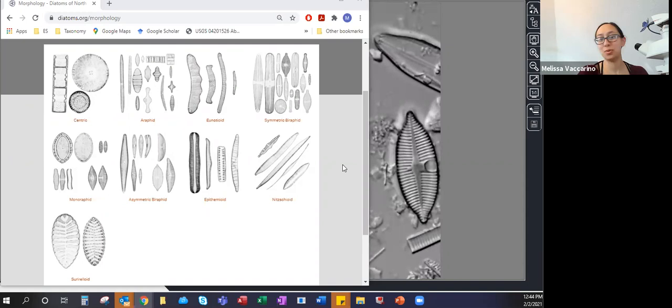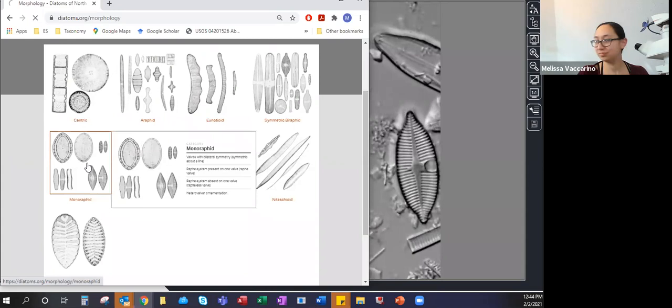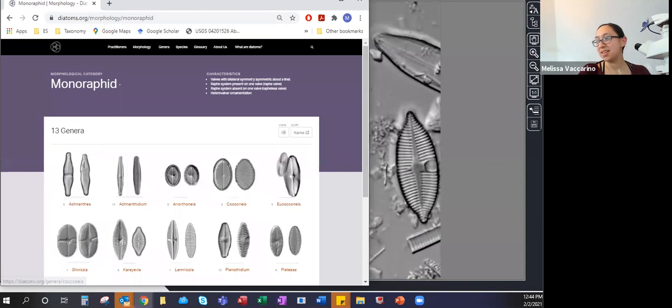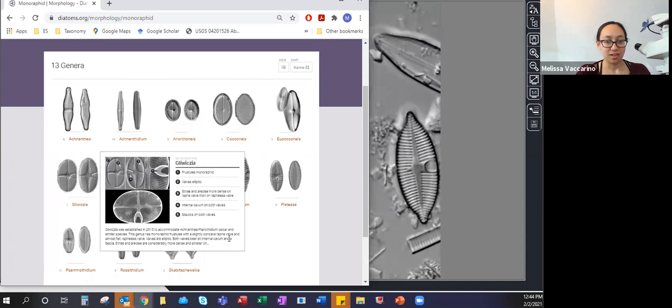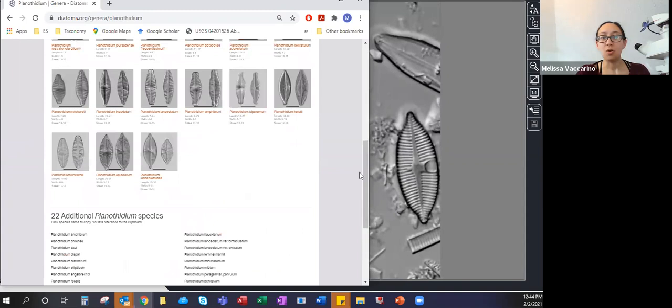Okay, yes, monoraphid. So choose monoraphid here. Thank you. Yes, we have a cavum. And so our choices are something like Planothidium, Gliwiczia, Skabitchewskia. I'm sorry if I'm not quite pronouncing these. Looking at the striae, my first guess would be to try Planothidium. And so you can look again here or go to other references if they're not here.